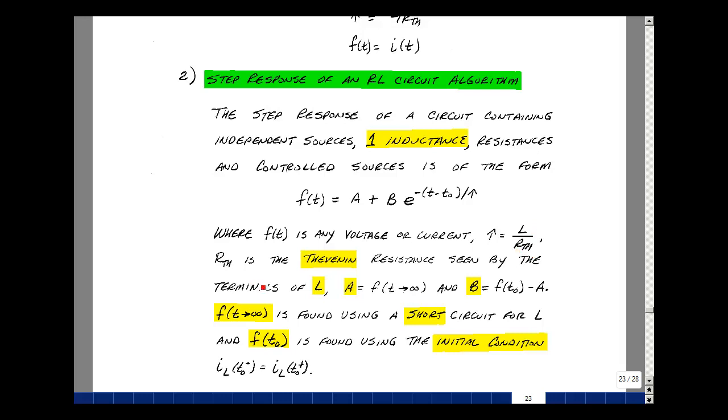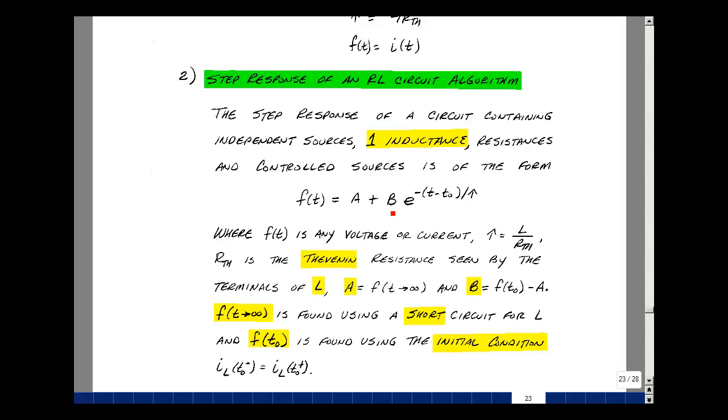And this is the resistance seen by the terminals of the inductor, setting all the independent sources equal to 0, and then analyzing the circuit if it has dependent sources or not, as we did previously. The term A is when this term drops out, and that's as t approaches infinity, or really just 5 time constants. This term will become very small, and you get the value of A. Just evaluating our circuit, where we replace the inductor by a short circuit as t approaches infinity.